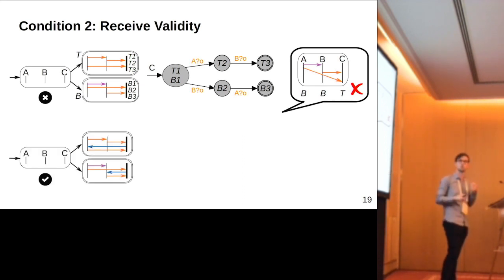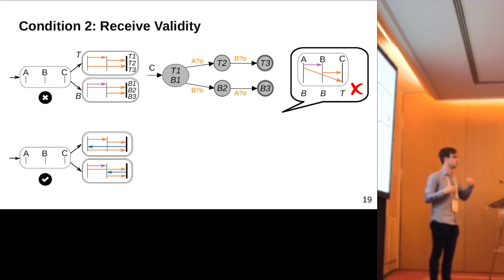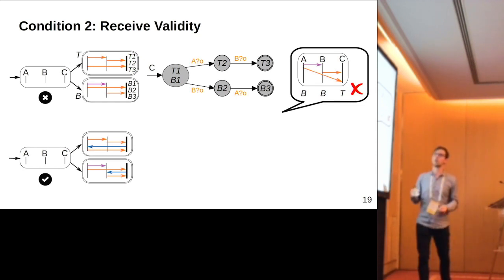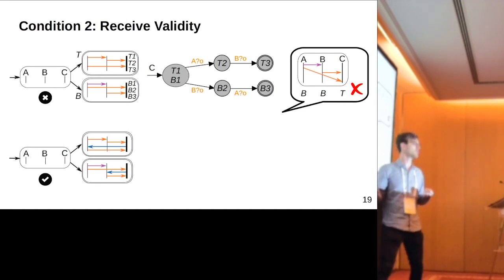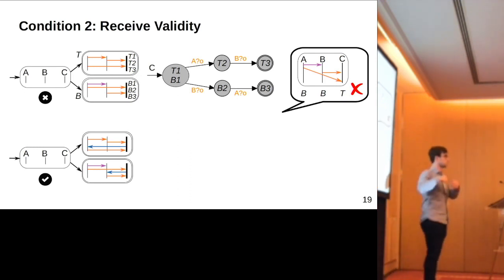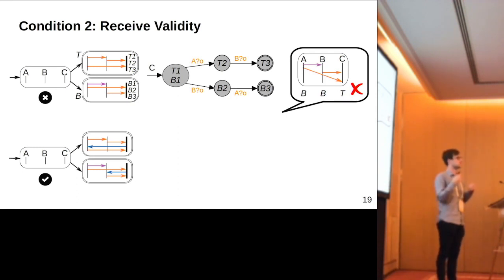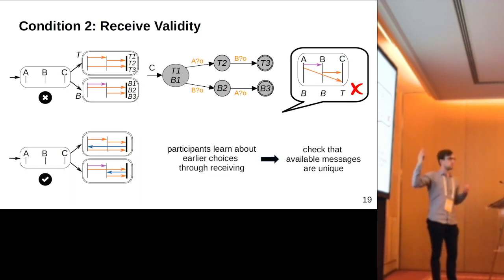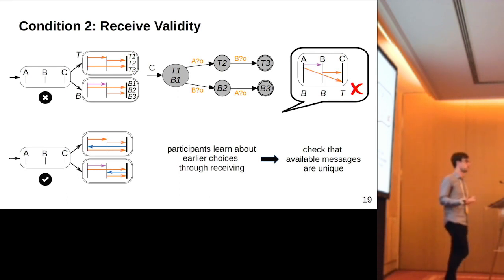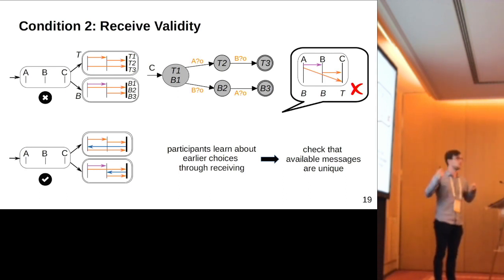We can again fix this protocol by introducing an extra dependency, where C now acknowledges the reception of the first message to A, not to the sender of the message. Then you introduce this dependency, so the message of the other branch that shows which choice was taken will not be available yet. Intuitively, participants learn about earlier choices through receiving, and this is why we need to check that these available messages are unique.